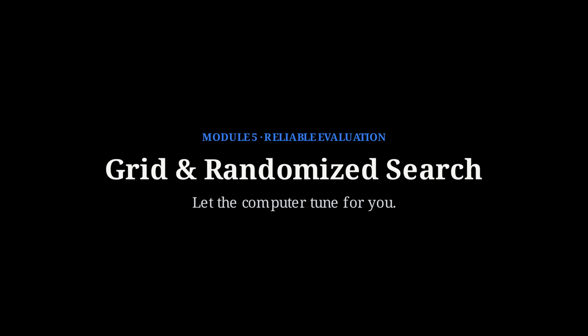Last lesson, we tuned hyperparameters by hand, one guess at a time. That's slow and easy to do badly. Let's hand the search over to the computer. There are two popular ways to do it: grid search and randomized search.